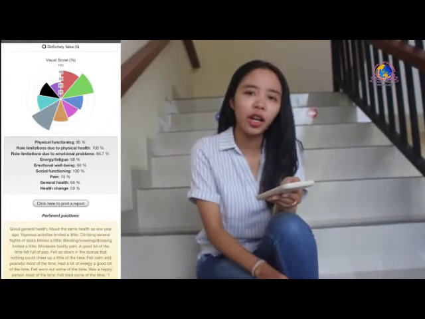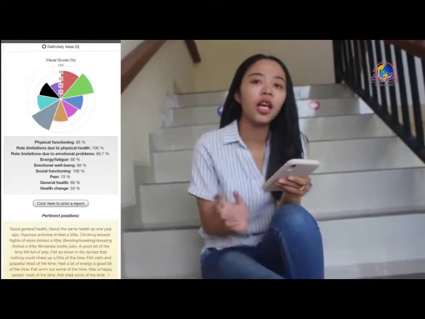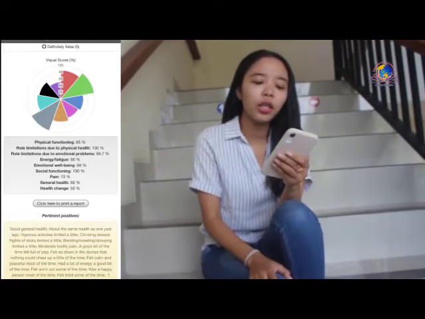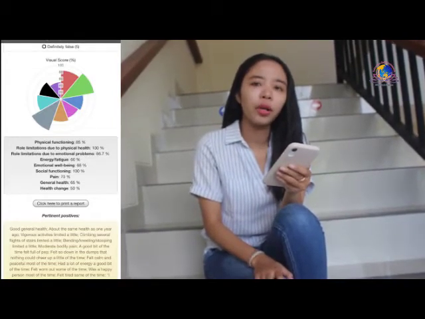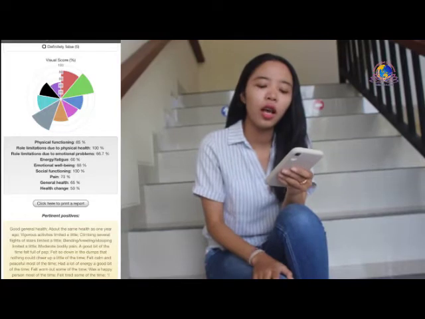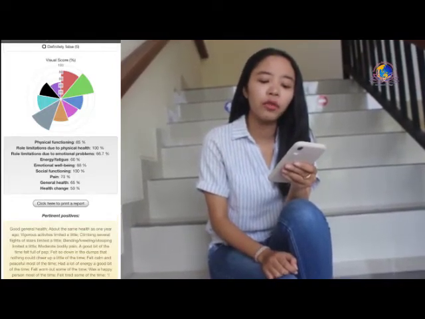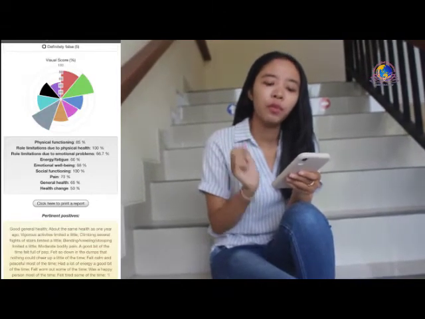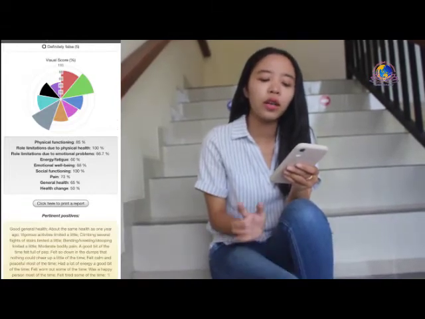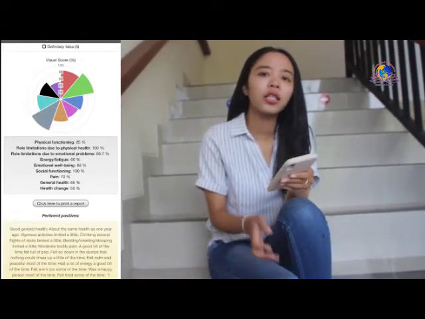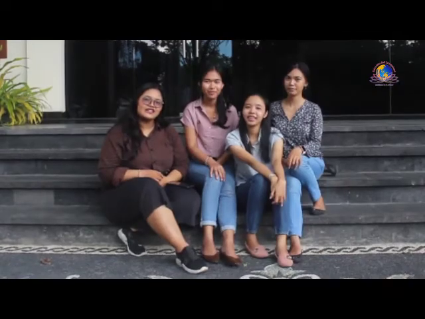Conclusion about quality of life measurement is a good quality. The physical function is 85%, role limitation due to physical health is 100%, and emotional problem is 66.7%, energy is 60%, emotional well-being is 68%, social function is 100%, and pain is 70%, general health is 65%, and health change is 50%. Okay, that's all about our video.